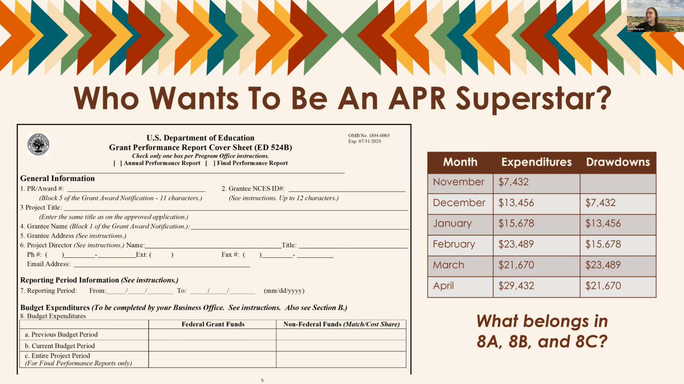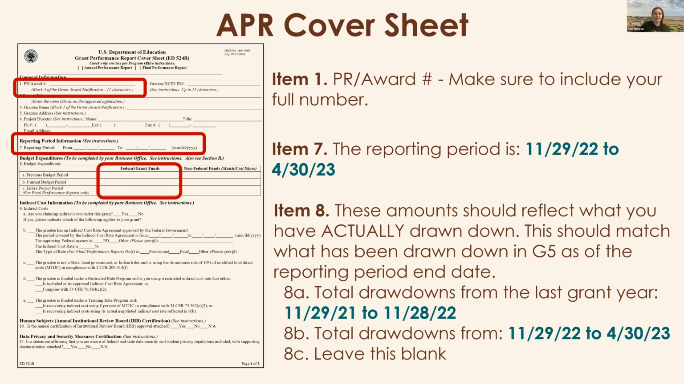Let's go back a slide. Okay, so let's review. For 8A, you should have said that what you will put in that blank are the total drawdowns from the last grant year. We had a little bit of confusion between whether we leave it blank or we put drawdowns from last grant year. So the answer for 8A is those total drawdowns from the previous grant year.